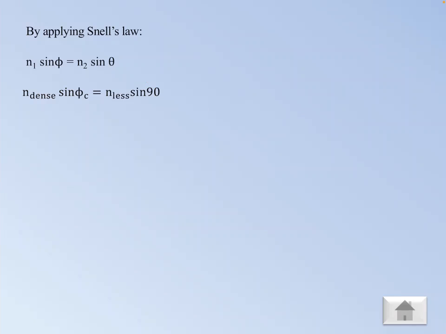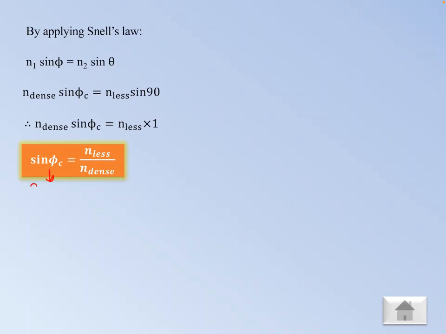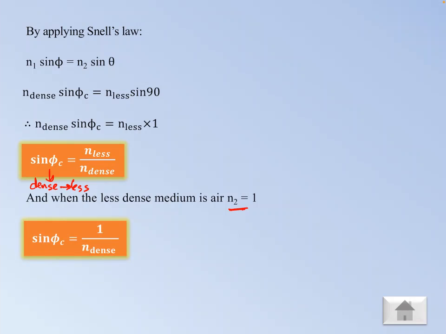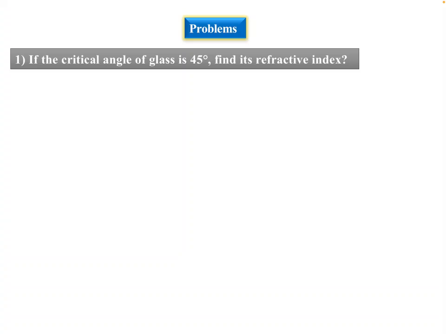Okay, return back to Snell's law: n dense sine phi c equals n less times 1. Now, sine phi c from dense medium to less dense equals n less over n dense. It looks like the relative refractive index. This is the rule of the critical angle. And when the less dense medium is air, the second medium is air, n less or n2 will be 1. Therefore, sine phi c from denser medium to air will be 1 over n dense.